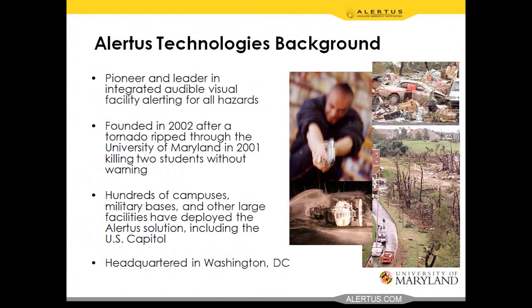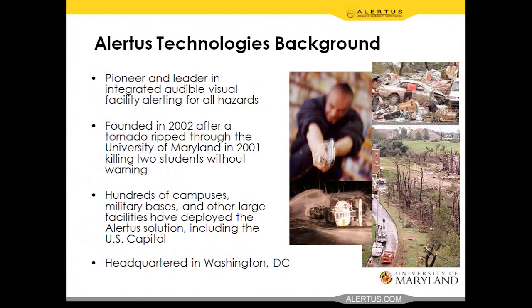A tornado came through. It was unannounced. It wasn't planned, obviously. None of them are. It impacted campus to the point where it went through a mobile classroom and killed 2 students. Our founders were on campus at the time. They got together and said, how can we use technology, networks, and existing assets on campus to get the word out very efficiently, effectively? Hence, you have Alertus and the value we bring and the mission we provide for emergency notification.